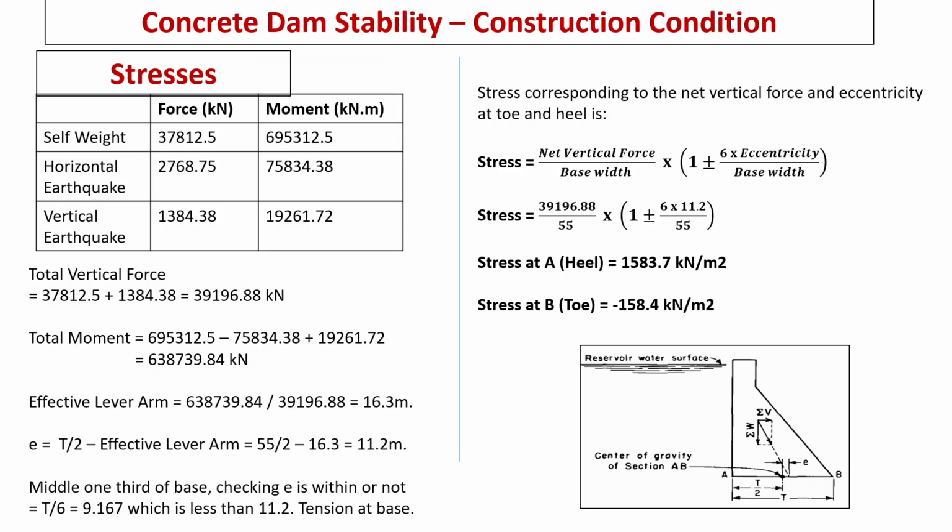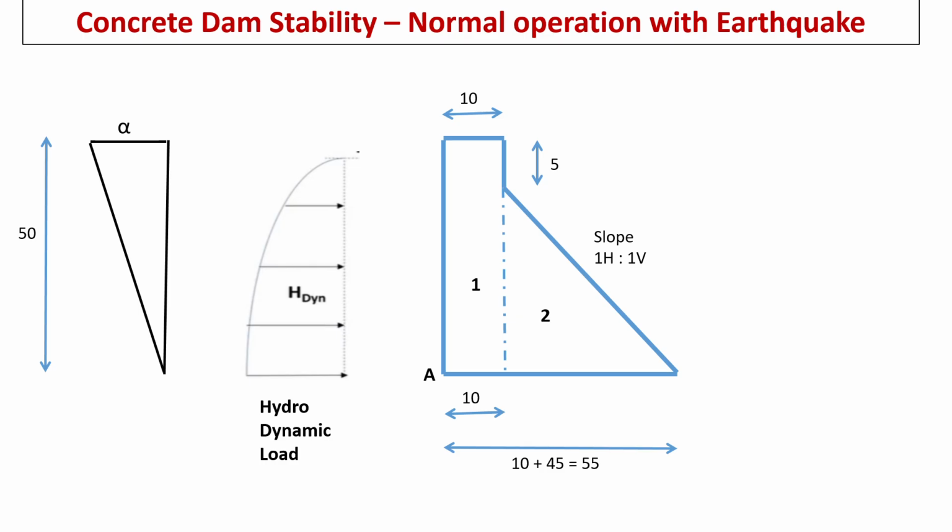As calculated for other load combinations, stress calculation is done by the formula shown here corresponding to eccentricity and base width. Along with self-weight, horizontal earthquake loads and vertical earthquake loads along with their moments are noted here. Following the same method, estimation of eccentricity and using the formula, stresses at heel and toe are estimated. As the eccentricity is within 1/3 of the base, there is no tension at the base of the dam in this case.